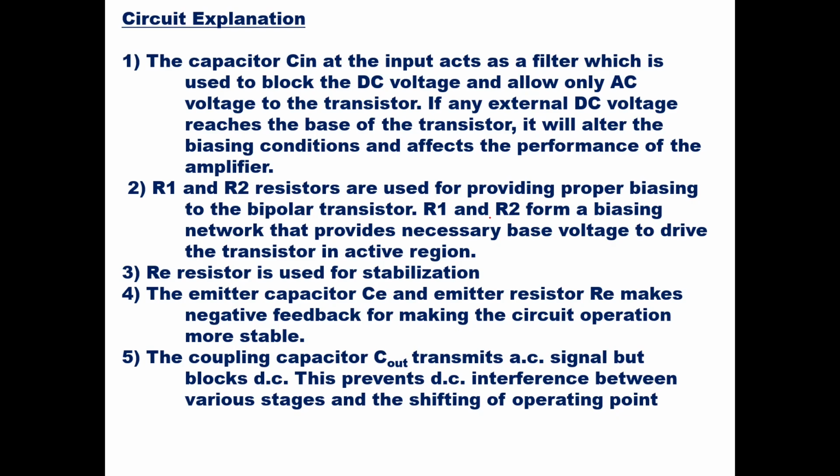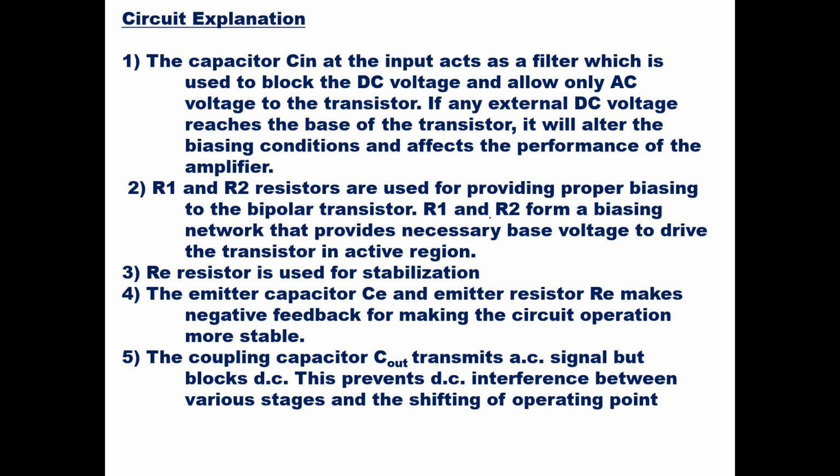Then second point is R1 and R2 resistors are used for providing proper biasing to the bipolar transistor. R1 and R2 form biasing network that provides necessary base voltage to drive the transistor in active region. Now we want to make the transistor work in active region only because we are going to use it as an amplifier. Okay. Then third, RE resistor is used for stabilization. Then fourth, emitter capacitor CE and emitter resistor RE makes negative feedback for making the circuit operation more stable. So stabilization is achieved.